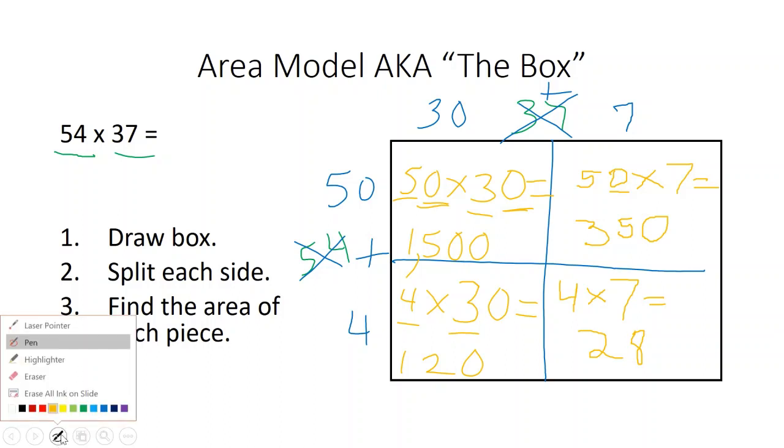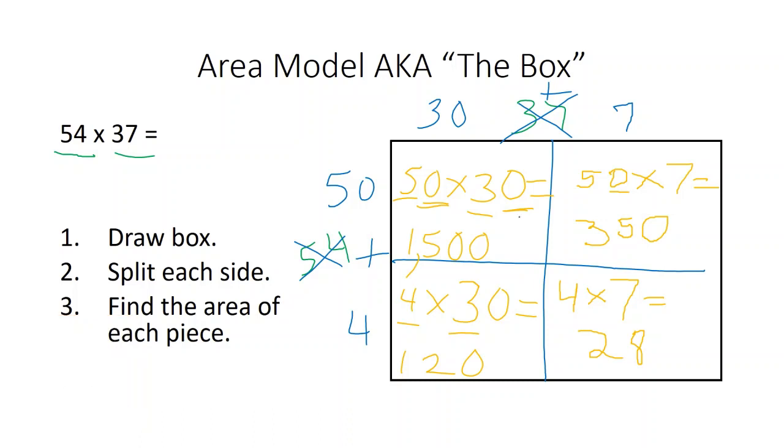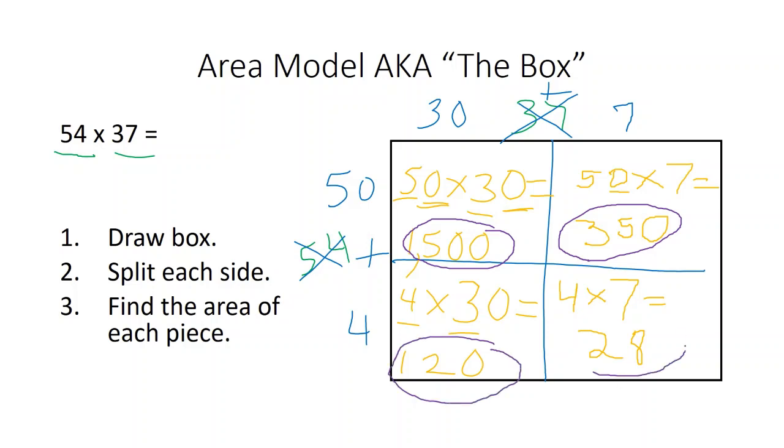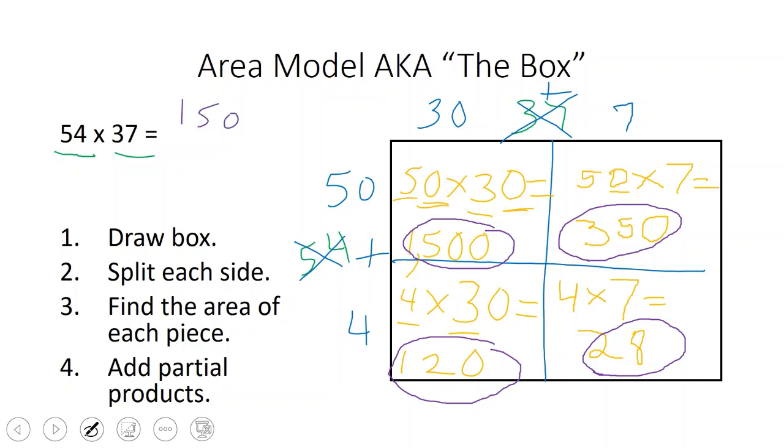These small boxes, my area for each one here, is called a partial product. I need all of my partial products to give me my whole product. So my last step is to add up those partial products. So I have 1,500 plus 120 plus 350 plus 28.